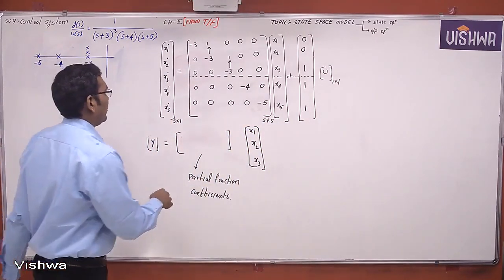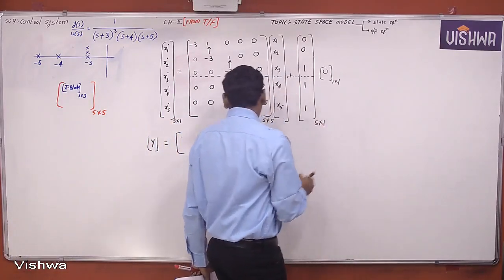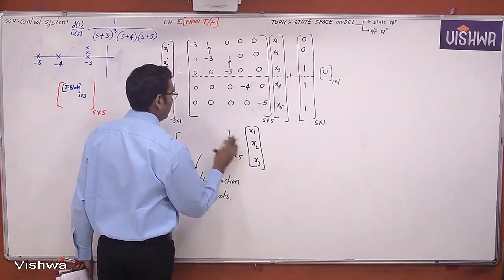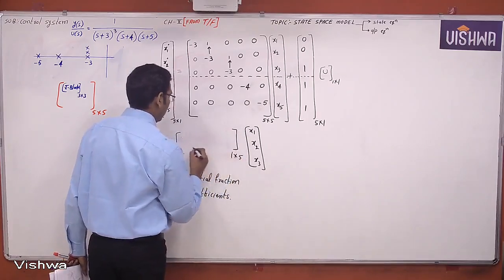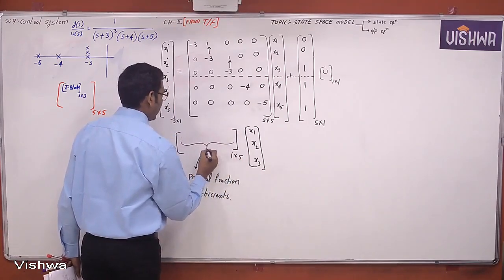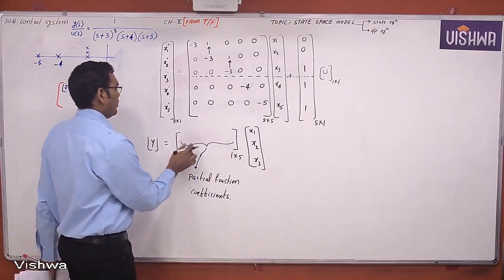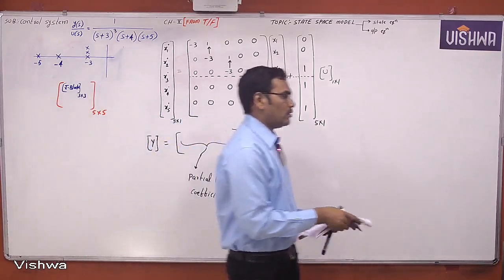This is the A matrix, this is the B matrix, and what is the C matrix? The C matrix order is 1 by 5, and the C matrix coefficients are nothing but the partial fraction quotients. Whatever the partial fraction coefficients are, that will be the C matrix. Clear or not?